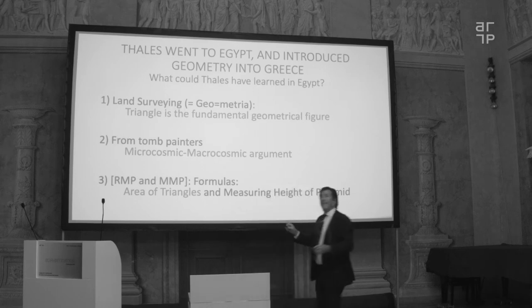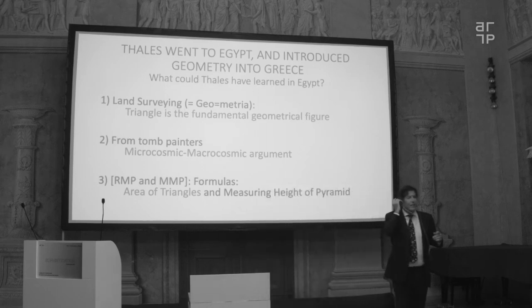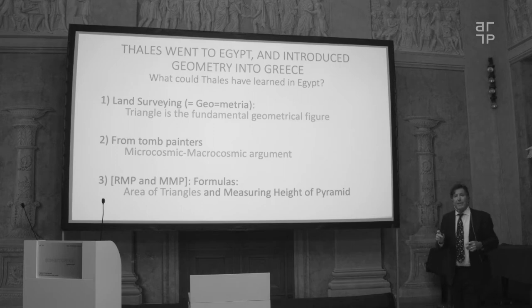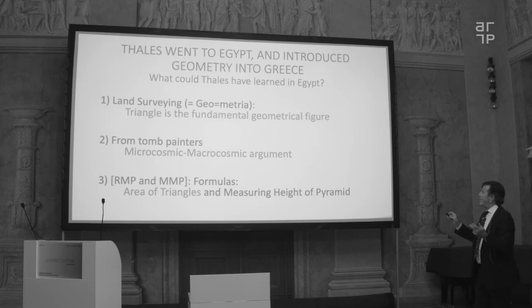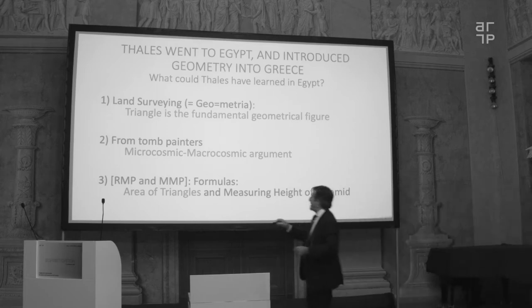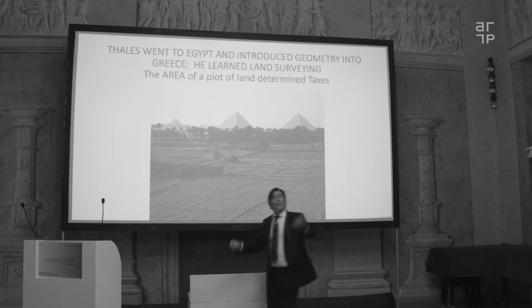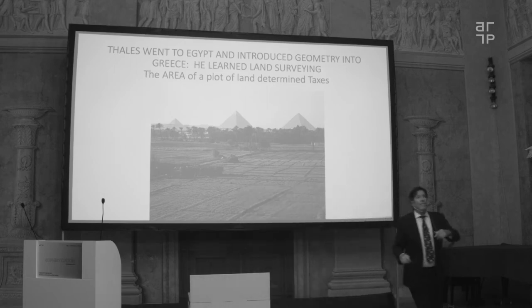So Thales went to Egypt. We have a reliable report from Aristotle's student who wrote the first history of mathematics, Eudemus, that he went to Egypt and he reintroduced geometry into Greece. What could he have learned? Well, from land surveying, he learned that the triangle was the fundamental geometrical figure. From painters, he learned the microcosmic, macrocosmic argument. And from the Rhind mathematical papyrus, the area of triangles and measuring the height of the pyramid, though he didn't use that technique. So come on with me to Egypt now and let's take another look.